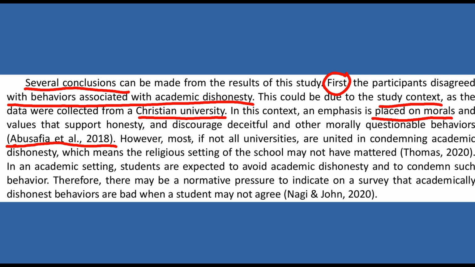And then I continue. However, most, if not all, universities are united in condemning academic dishonesty. So I say yes, there's a moral emphasis in Christian schools, but all schools condemn academic dishonesty. You're not going to go to a secular school and they're going to be okay with plagiarizing, copying, cheating, whatever. All right. So what I put here is what this means is that the religious setting of the school may not have mattered. Again, I'm speculating here. Maybe this doesn't make a difference. Okay. That's what's happening here. And so you can see how I'm sharing my thoughts based on two things, based on my results, which I showed you already, and also in comparison to other literature.